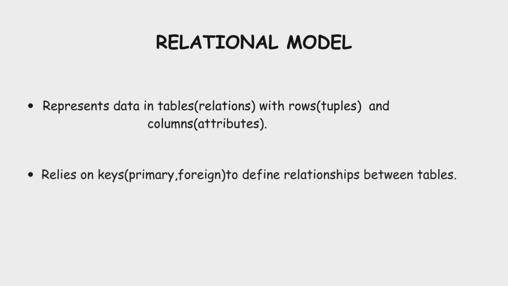Relational model. In the relational model, data is represented in the form of tables with rows and columns. These tables are also called relations, rows are called tuples or records, and columns are called attributes or fields. The relationship between the tables relies on keys. There are different kinds of keys used in a relational model: primary key, foreign key, super key, candidate key, etc., which will be explained in the coming videos.